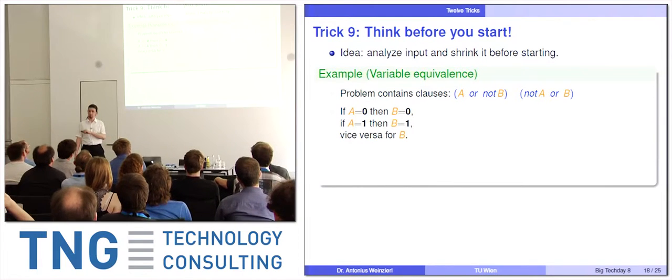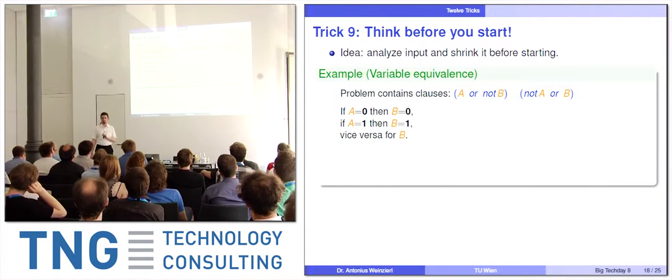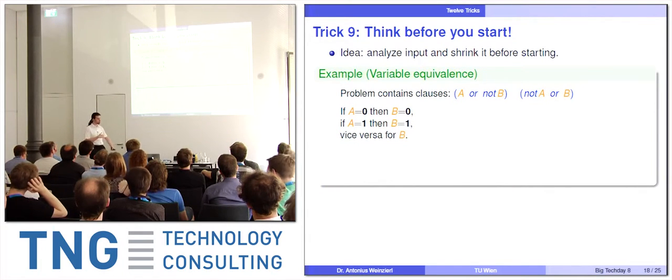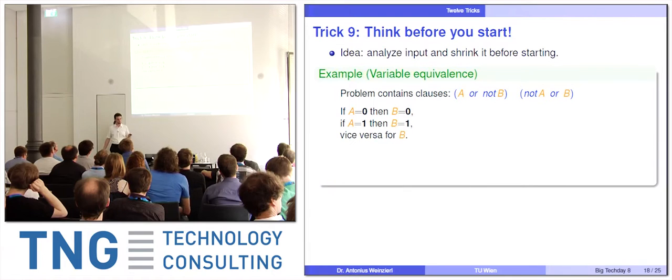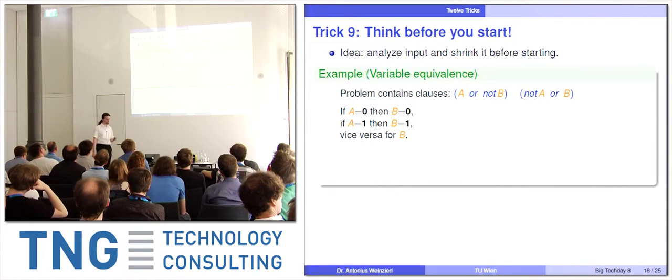Okay, next trick. Think before you even start. The idea is to analyze my input data, analyze my clauses, and remove some of them. For example, one of the things we can do for removing variables is this: if we have two clauses, A or not B, and another clause not A or B, then if A is false, then B must be false. And if A is true, then B must be true, and vice versa.